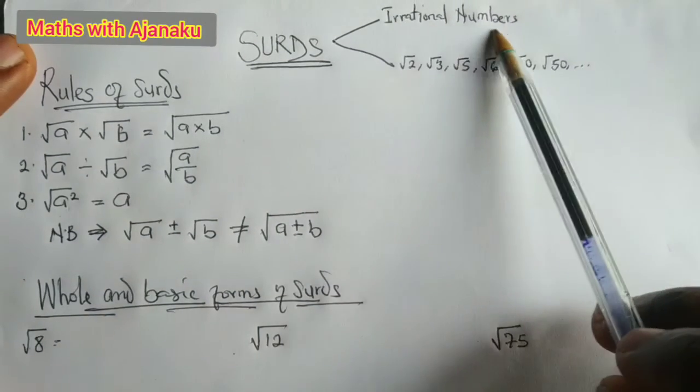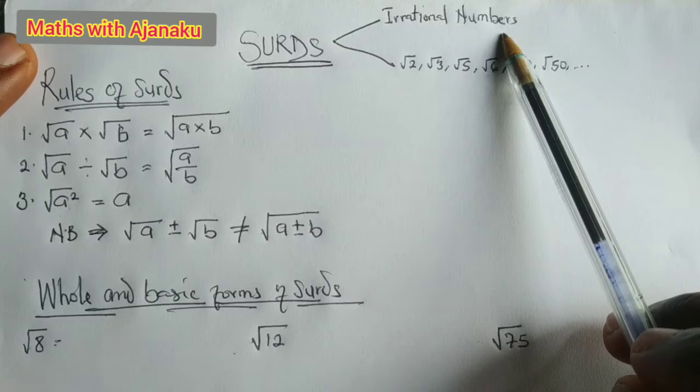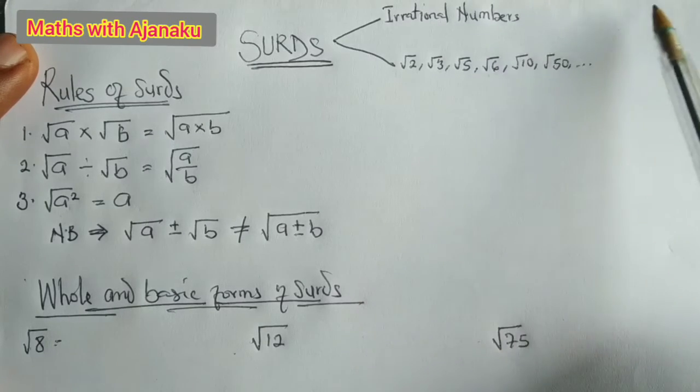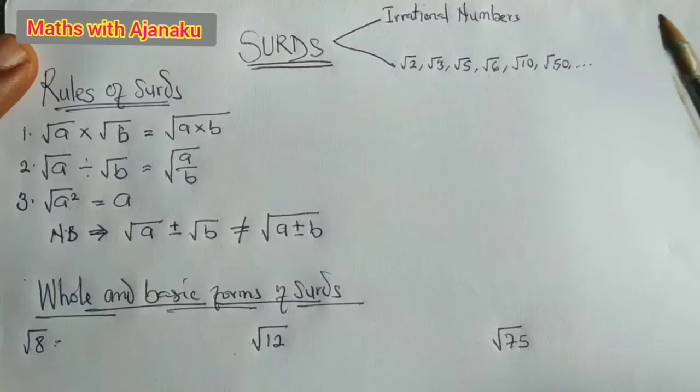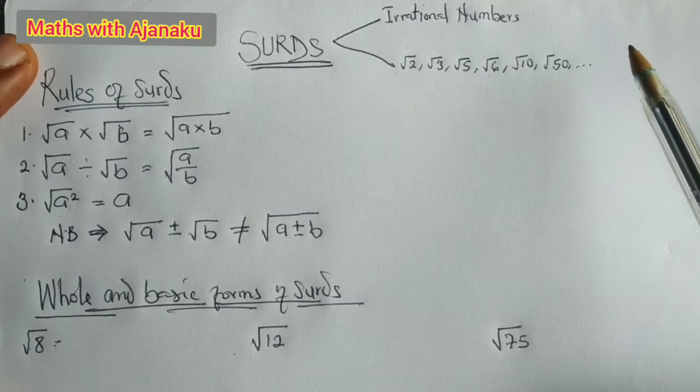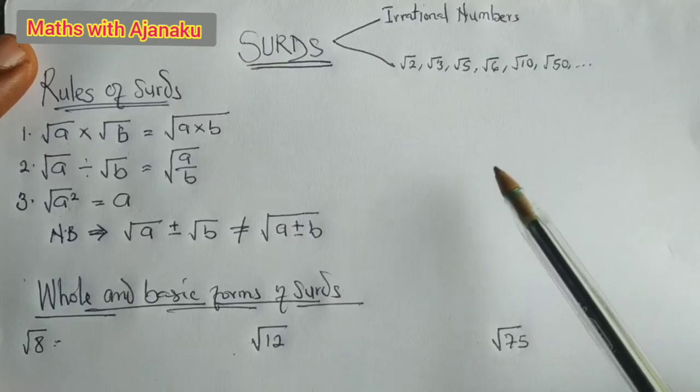Surds are irrational numbers, meaning numbers that when simplified further give unending decimal places. Examples of such numbers are 1 over 3, and pi, which is 22 over 7. We have many more of that.